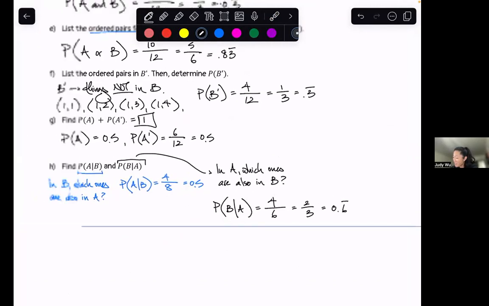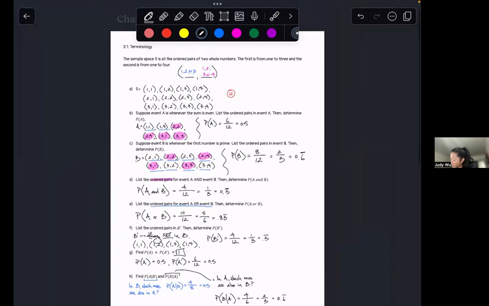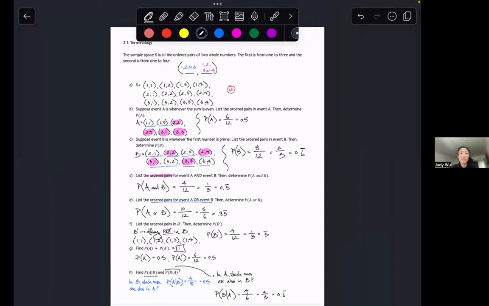Okay. All right, so hopefully, let me get this all on one page for you. Hopefully this was a good practice exercise to talk about a lot of the vocabulary terms in 3.1, but if you have any questions, let me know.